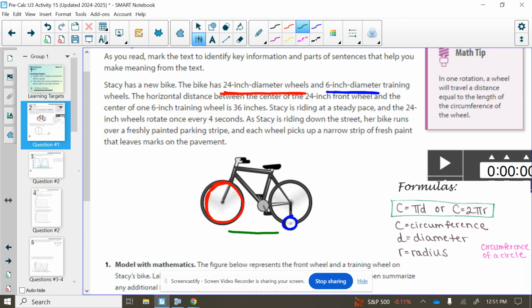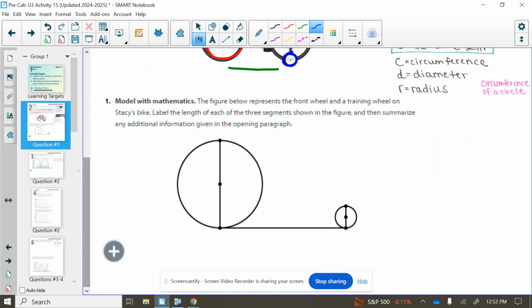And we have different times it takes each wheel to spin around. The 24-inch wheel is going to rotate once every 4 seconds, versus the training wheels, which are going to move a little bit quicker around. If this is a 24-inch diameter, then each piece from the center is 12 inches, versus each of these, which would have a 3-inch diameter. Again, there are 36 inches in between these two, and we talk about that big wheel having that certain diameter.